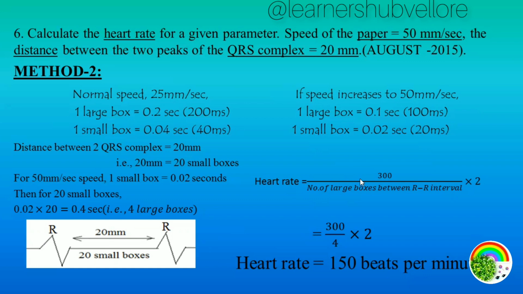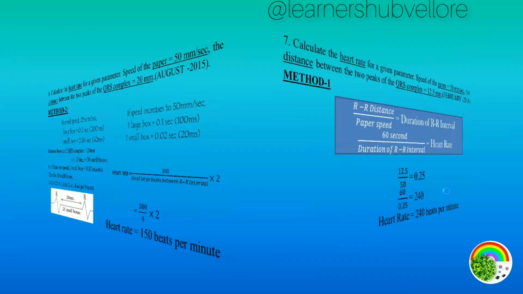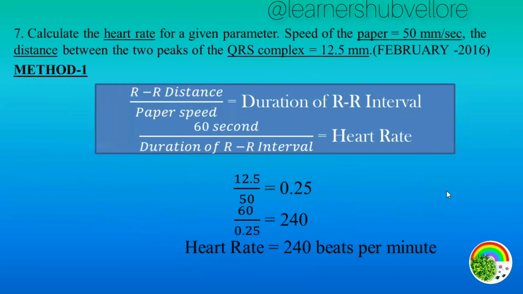The formula is 300 divided by the number of large boxes between the RR interval, into 2. Or you can use 1500 divided by the number of small boxes. How many? 20. 1500 divided by 20, into 2, gives 150. If you put it like this also, you will get 150. Hope you understand this. Let us go to our next example.